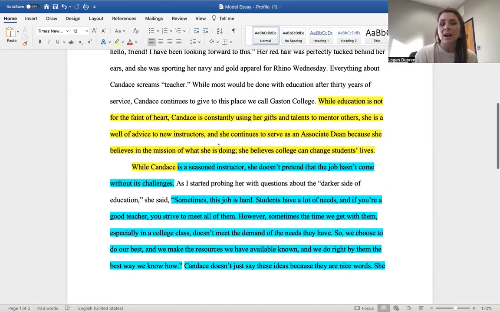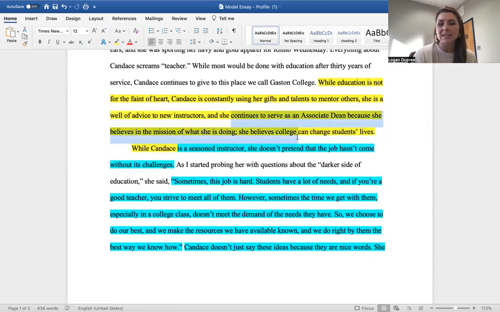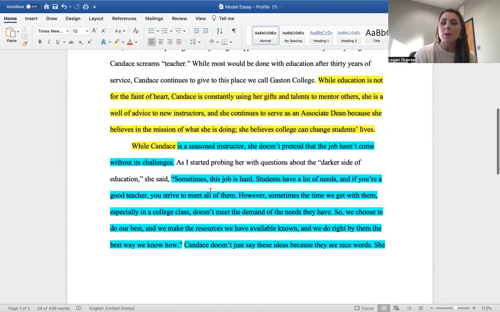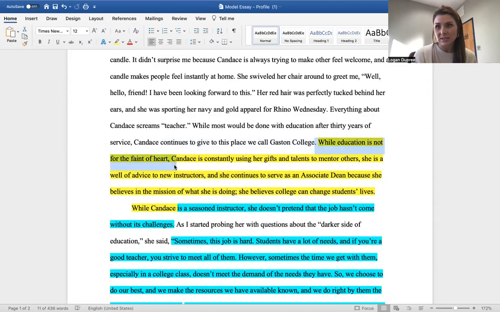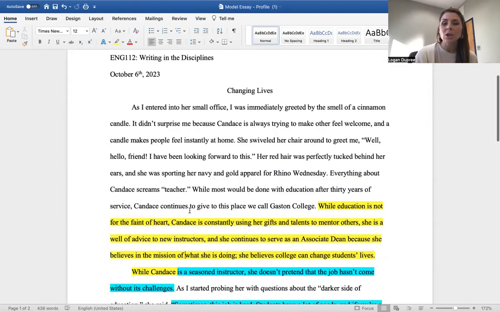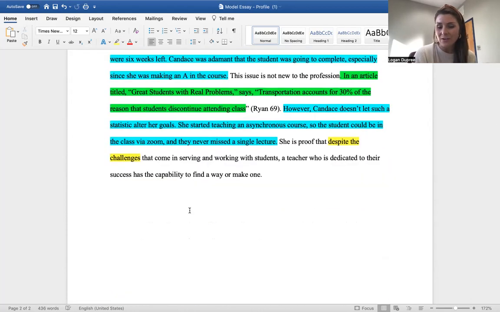The student who's writing this should also have a body paragraph over mentoring other people, being a well of advice to new instructors, serving as an associate dean because they believe in changing students' lives, okay? So I still need a lot of body paragraphs to really support this thesis. But what this student's done is they've done a really good job of supporting the first idea. And that's that there are challenges, right? So what I want you to know, look, this is already a page and a half, okay? And that's just one little piece of that thesis. So your essay should be really, really easy to write if you have a really, really strong thesis statement and you had really good information in your lecture.